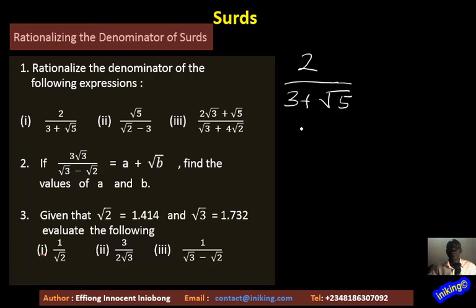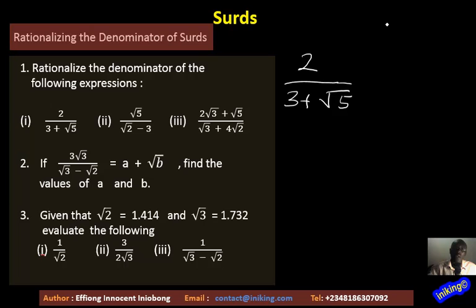In this case, root 5, of course, is our irrational number. That makes the entire denominator irrational. We can't just use root 5 to rationalize this denominator. It will not work. You can try it yourself and see. You will still arrive at an expression where the denominator will be irrational. So what do we do in this case?